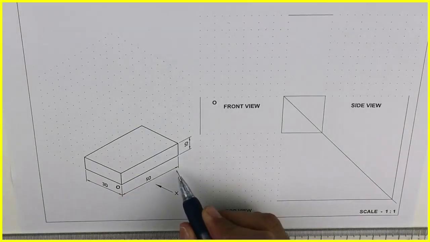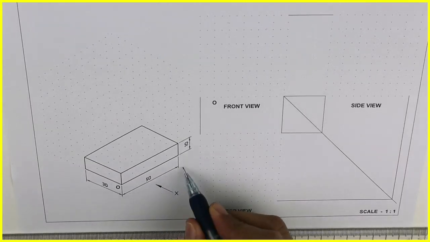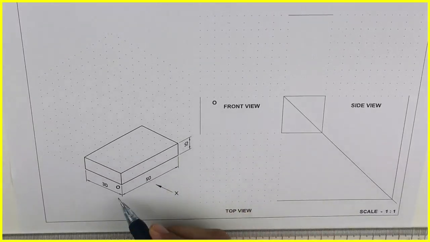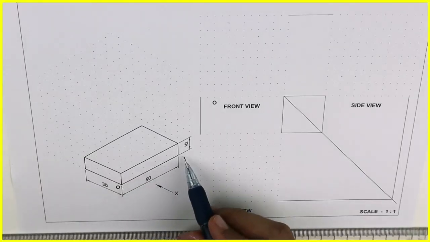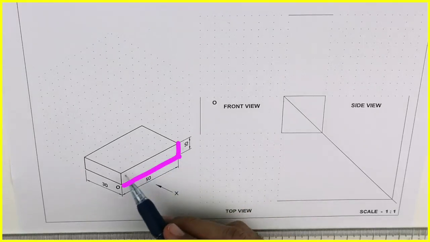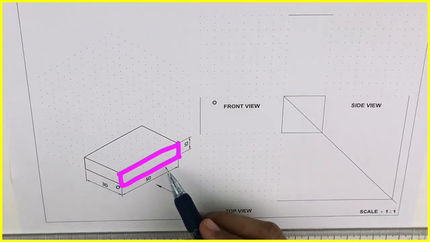Now the observer will see from here, see this X. So he will see length which is 50, height which is 10 and width which is 30. This is what we will see in front view. Length and height, 50 by 10. So this is what we have to draw. Now I will show you how to draw this. When you see from the front, you will see this 50, 10, 50, 10. So this rectangle you'll be able to see. So this we have to draw.